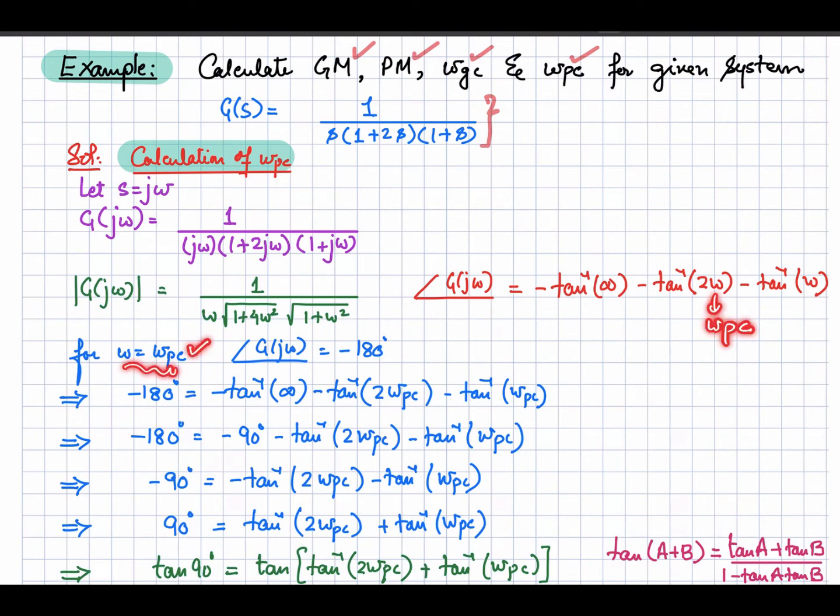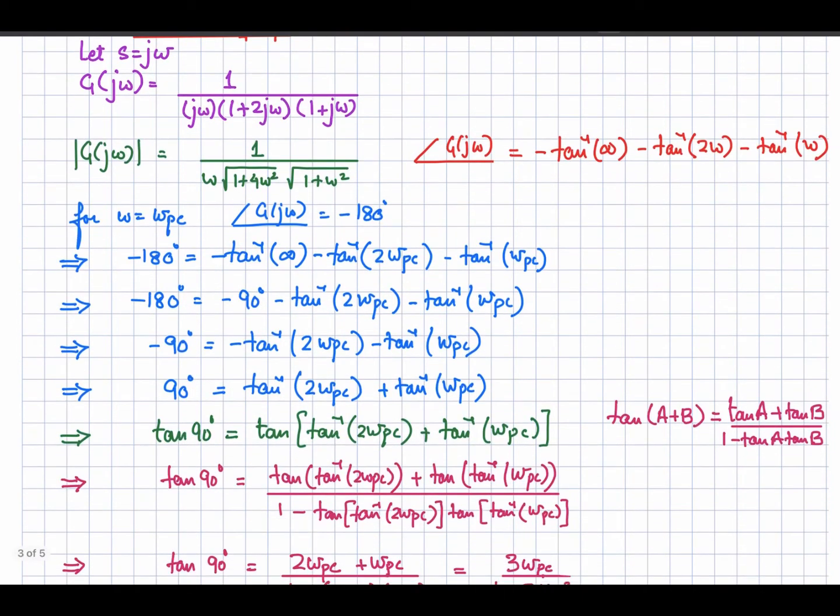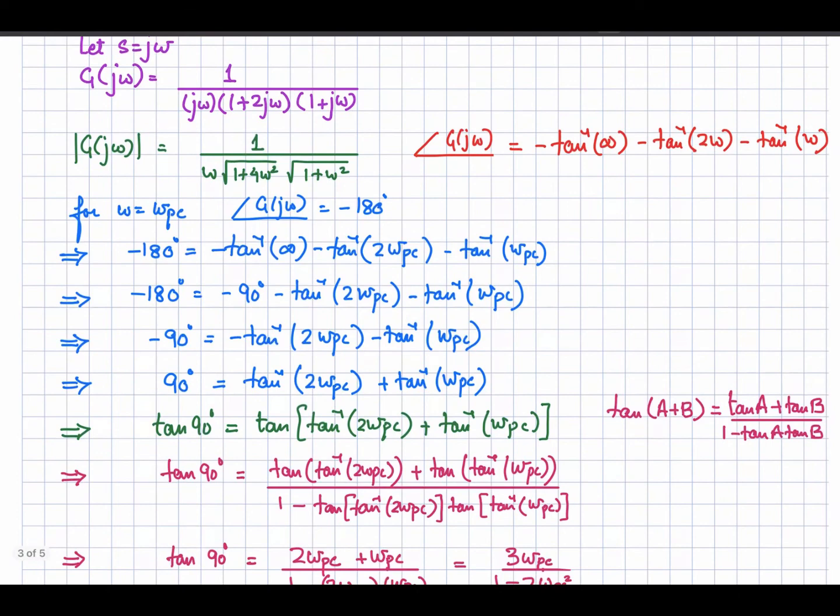For omega equal to omega pc, that is the phase crossover frequency, the phase of your system is minus 180 degree. So we are going to take it equal to minus 180 degree, and we are going to put this equal like this. Now if we do simple mathematics, we rearrange this equation. So tangent inverse of infinity is first of all minus 90. Taking this minus 90 on this side, this is going to become minus 90, and then changing the sign, we are going to get this equation.